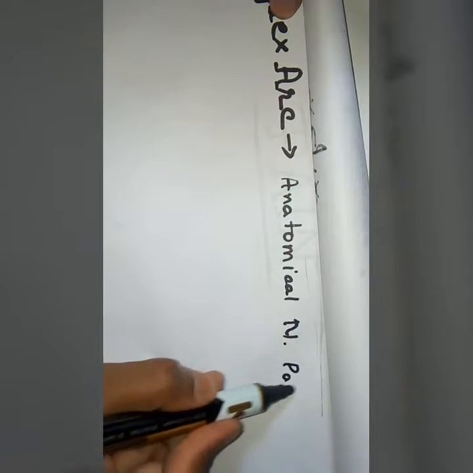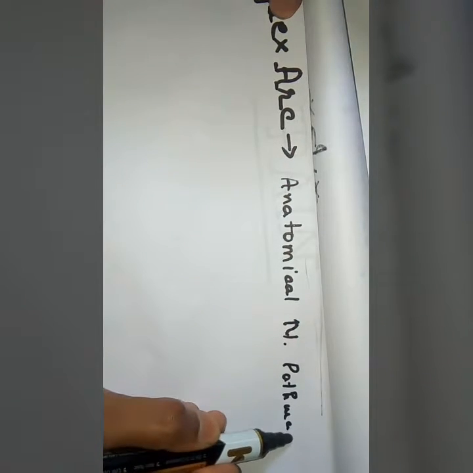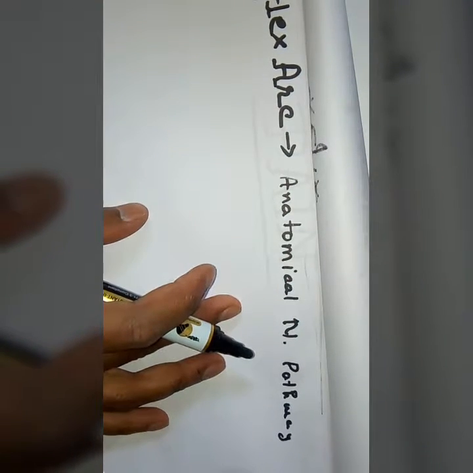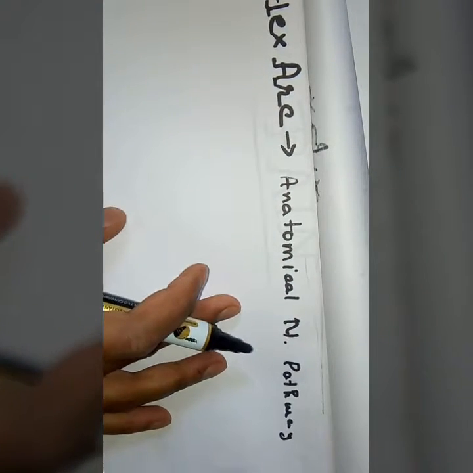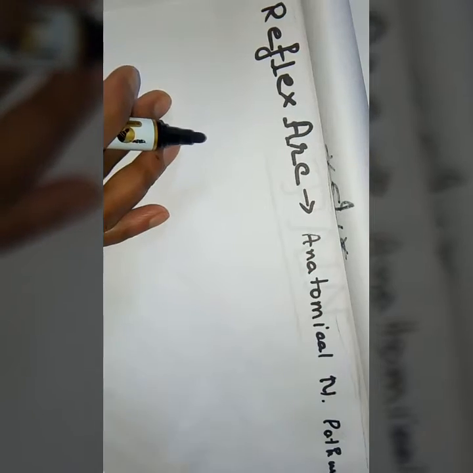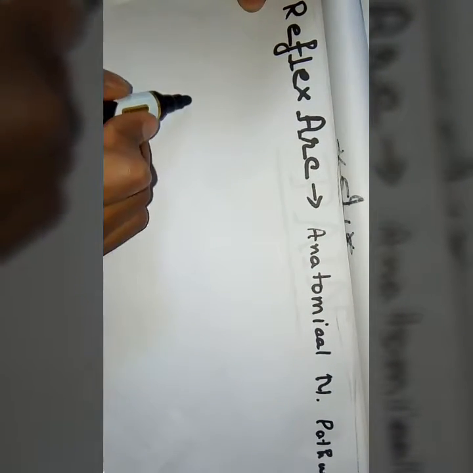It is an anatomical nervous pathway for the reflex action, which is called the reflex arc. In a simple reflex arc there are 5 components.